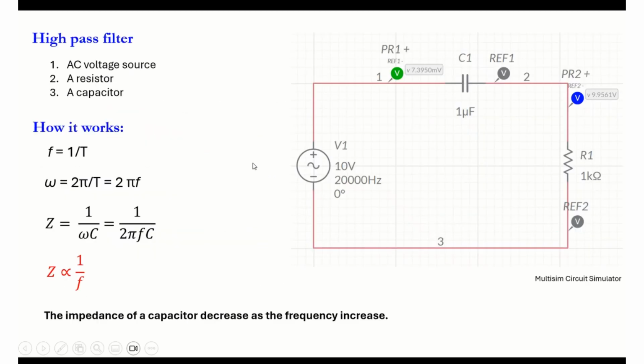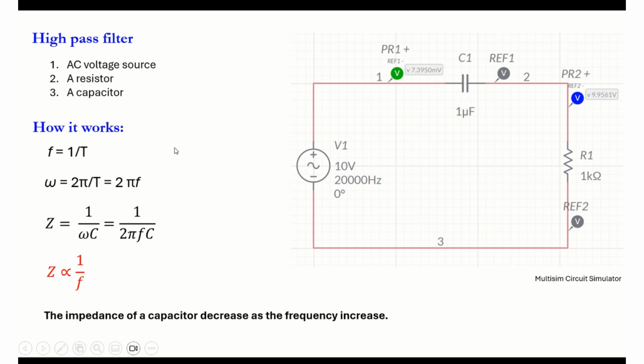We can make a very simple high-pass filter using an AC voltage source. In this case we're using a 10 volt source, a 1 kilo ohm resistor, and a 1 microfarad capacitor. We connect them in series, and for a high-pass filter we have to collect the output from the resistor. For a low-pass filter you have to collect the output from the capacitor.